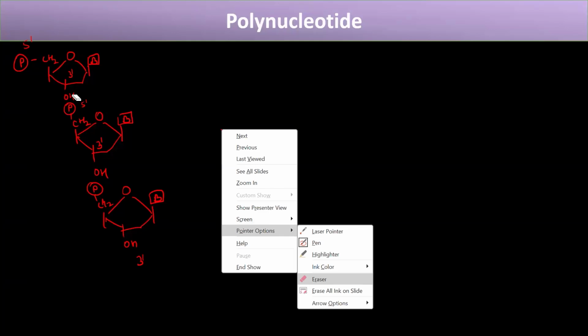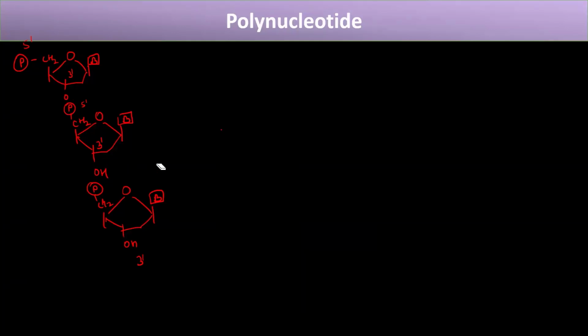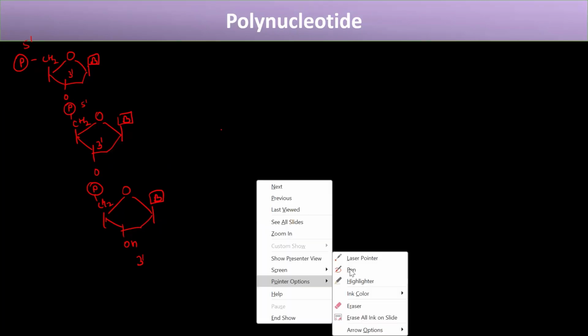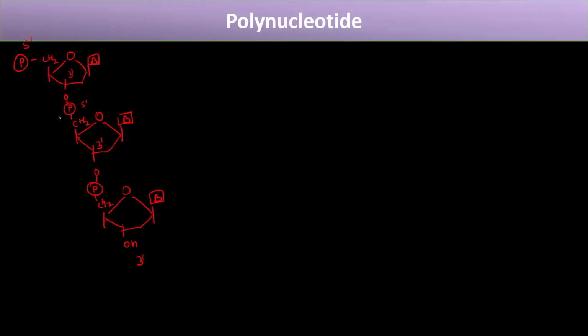So the bond will be formed like this. The H will be removed, right? And this bond will be formed. So this is how the polynucleotide will be formed.